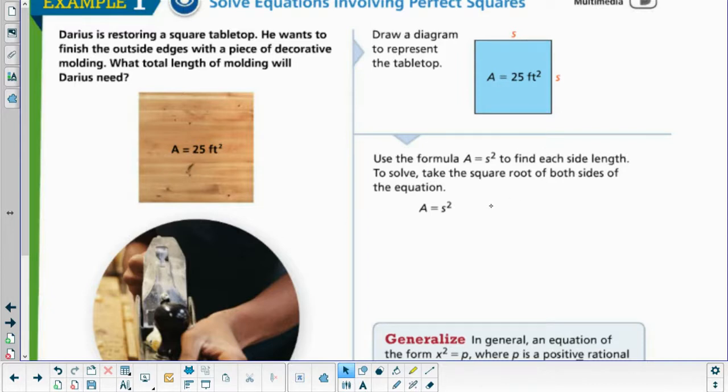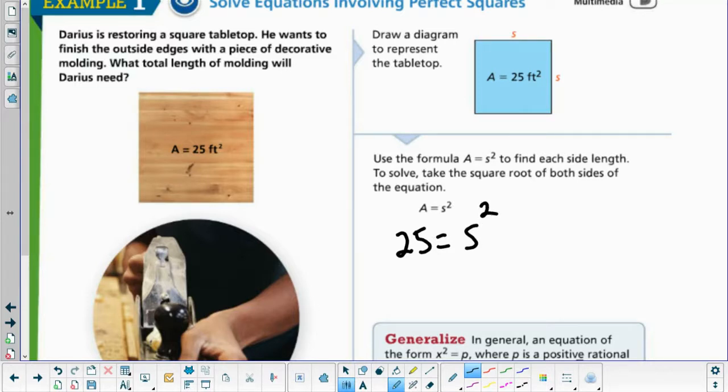Okay, so this formula I showed you in the last lesson, area equals the side squared. Because remember, to find the area of a square, we do side times side, which is the same thing as side squared. So we're going to fill in any information we know. In this situation, the only thing we know is the area is 25. So I'm going to put 25 in where A is, but I'm going to keep S squared alone.